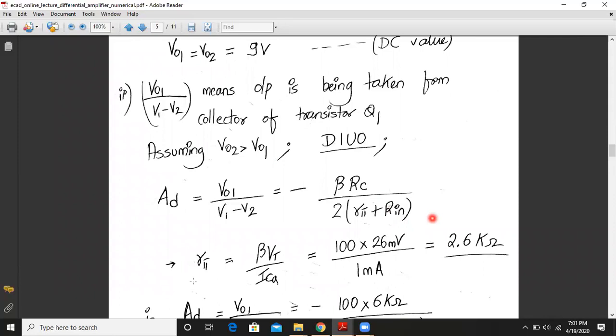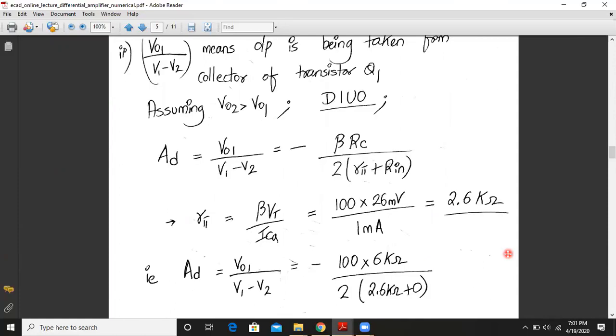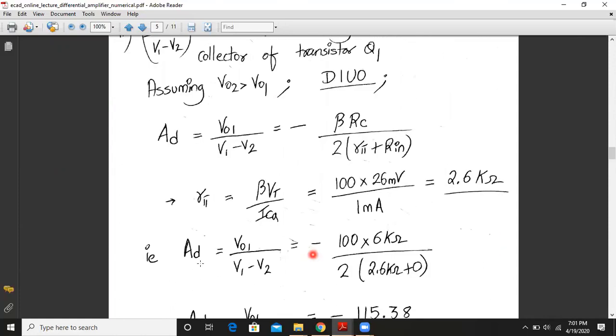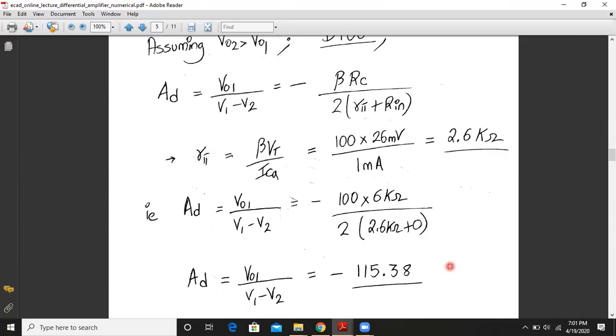R pi is given by beta Vt upon ICQ, that is 100 into 26 millivolt upon 1 milliampere, which comes out to be 2.6 kilo ohms. So our differential voltage gain AD is equal to minus beta RC upon twice R pi. That is nothing but 100 into 6K divided by 2 into 2.6K. If you work it out with your calculators, this will come out to be 115.38, the value of AD. It has no unit because it is a differential voltage gain.